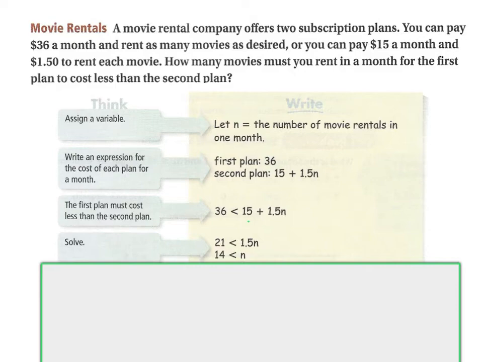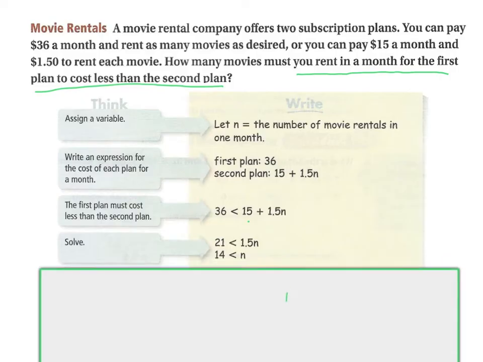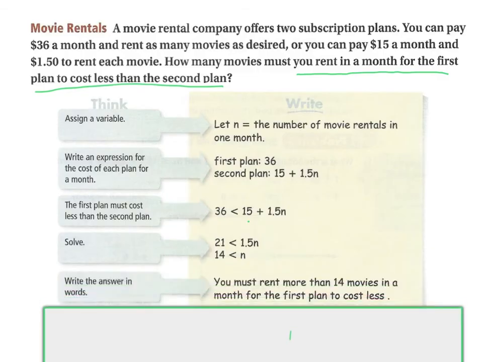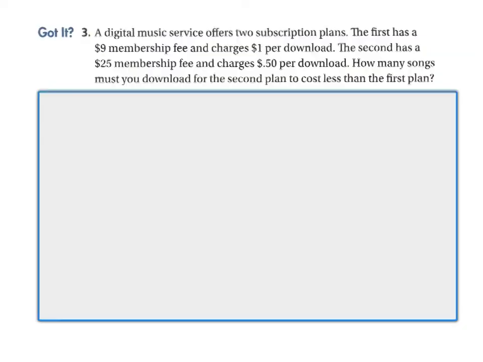So back to the word problem. A word problem deserves a sentence answer, and really all I'm doing is using part of the question as my sentence answer. So instead of saying how many movies must I rent, I'm going to say I need to rent more than 14 movies to make the first plan cost less than the second plan. Okay? Go ahead and pause your video here and try this one on your own.